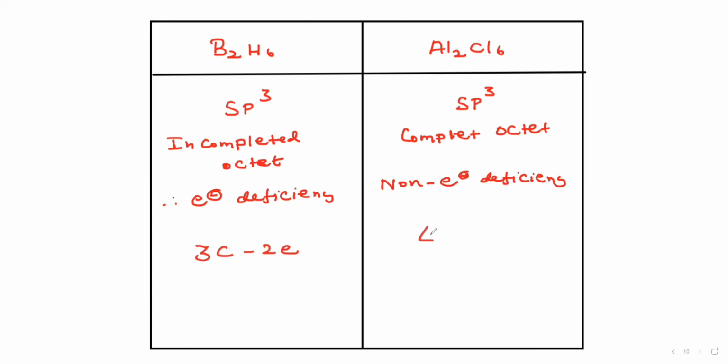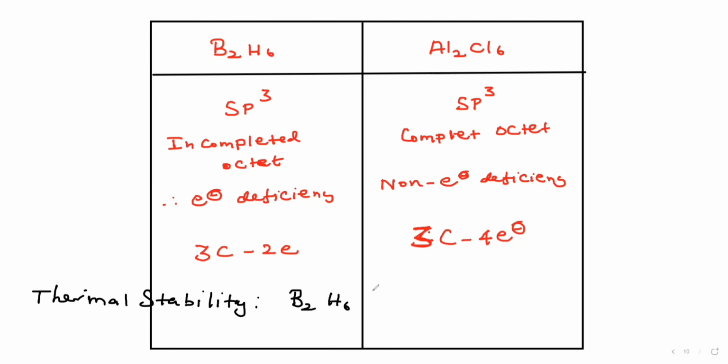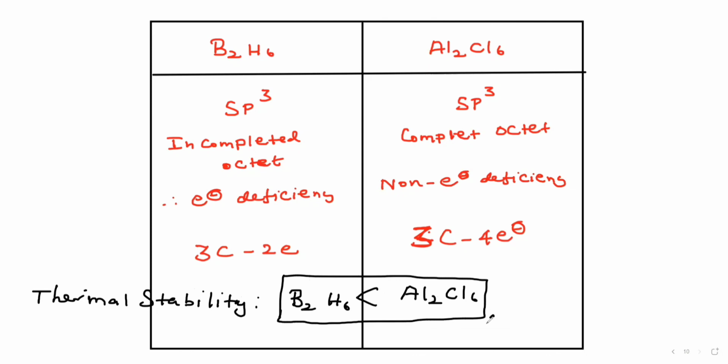Now this is a 3 center, 2 electron bond. This is 4 center, 3 center. This also is a 3 center, 4 electron bond. Okay, now which is more stable? Listen, always octet is more stable. Therefore, the thermal stability is very important. Of these two molecules, which is most stable? Always octet is most stable. Therefore, B2H6 is least stable compared to Al2Cl6.